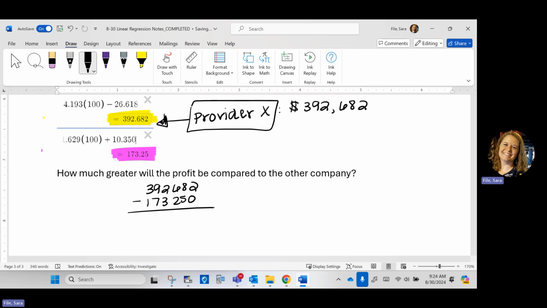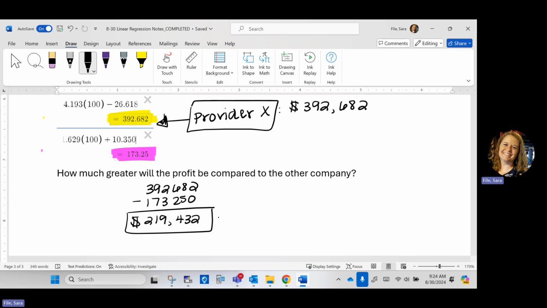And that comes out to 21,000, or sorry, missing a place value there, 219,432. So if we chose to go with provider X, we could make over 200 grand more profit. Easy choice.